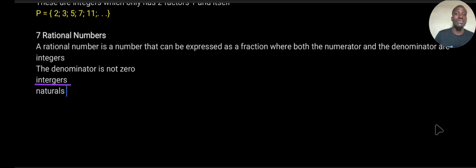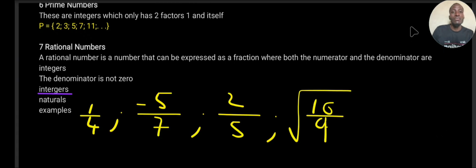So let me just write that one. The last example of a rational number can be the square root of 16 over 9, because we can find the square root of 16 over 9, which is 4 over 3. So in simpler words, a rational number is an exact number, right?